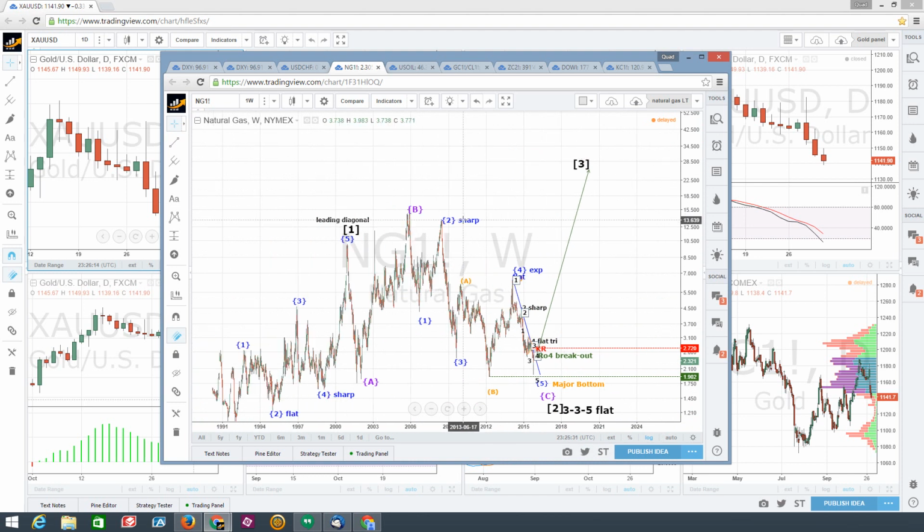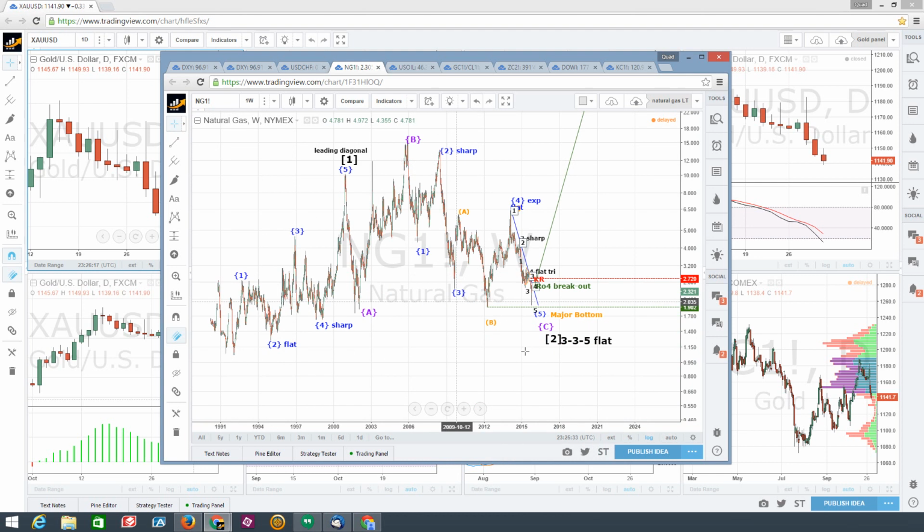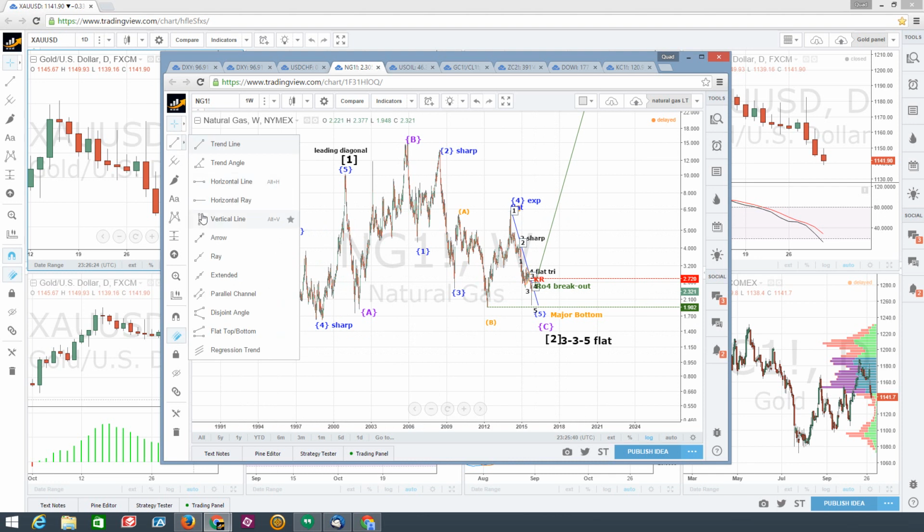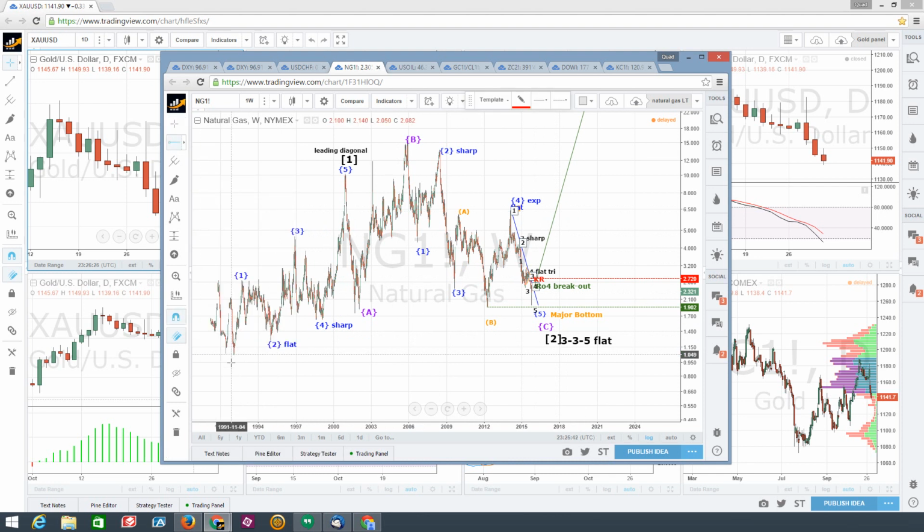Obviously, let me back up here. This whole count would be busted if the origination of wave 1 is taken out by further selling. And that low sat back here in 1991, which is roughly about $1.06. So if you break that level, this count is busted. But I suspect we may not get even down that far.